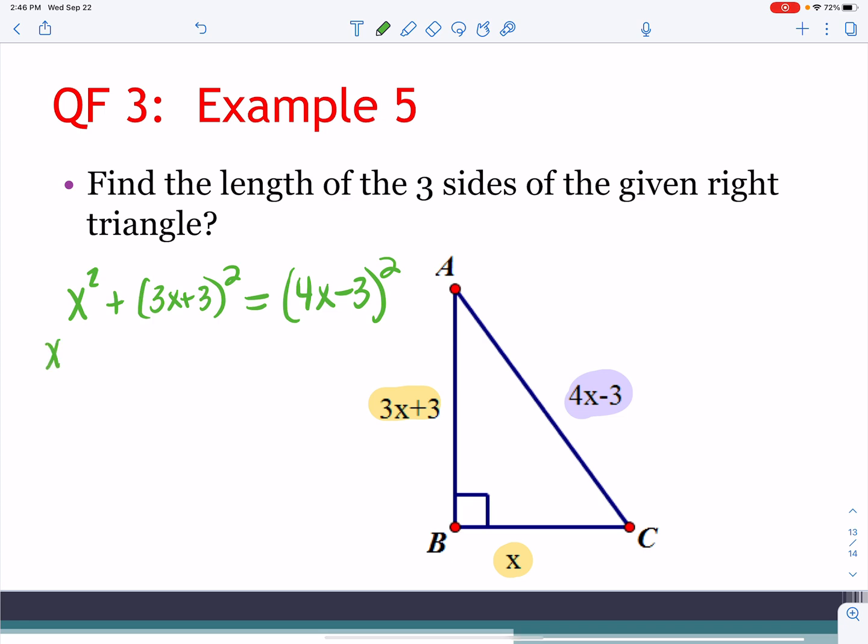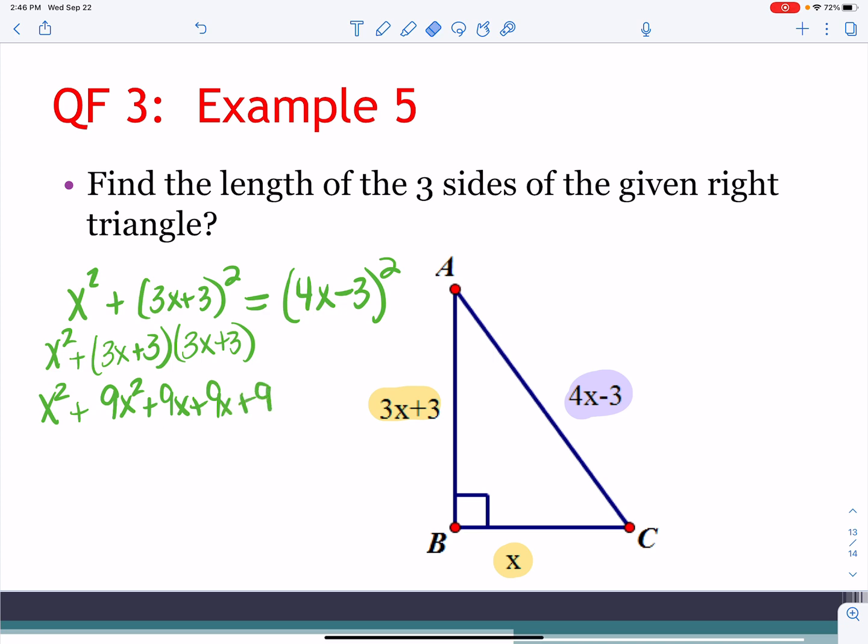So be careful. This is the first time I'm going to talk about this. I'm going to talk about it a million times. You cannot just square both numbers. You need to write it twice and FOIL. So that's 9x squared plus 9x plus 9x plus 9, which on this side would be 10x squared plus 18x plus 9, right?